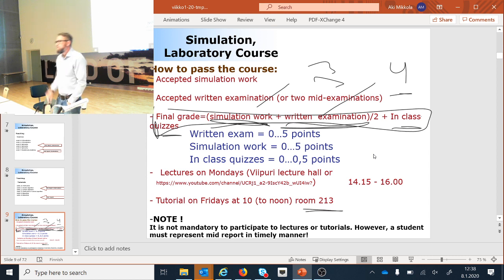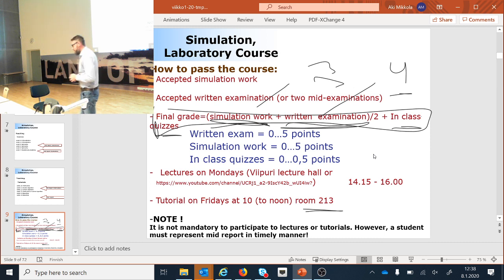Then tutorials will be on Fridays at 10, in this room, and they are not starting this week, but next week. There will be an announcement that we will email to you or send via Moodle a little later, but the first tutorials are not this Friday, but the next Friday. And there is no mandatory participation. If you are busy, fine. Don't let me know that you're not coming to lecture, and don't let the tutorial instructor know that you're not able to participate in tutorials. That's your freedom to do whatever you want, except we're hoping you do things in a timely manner.